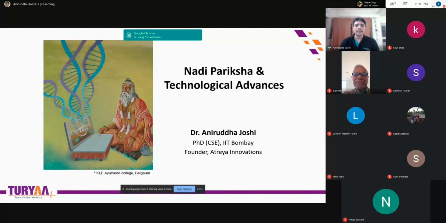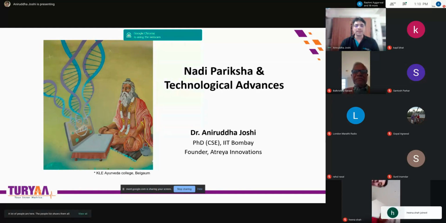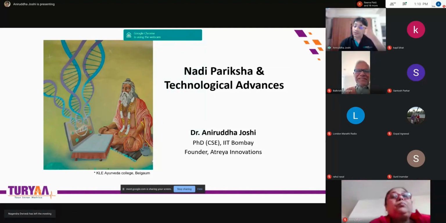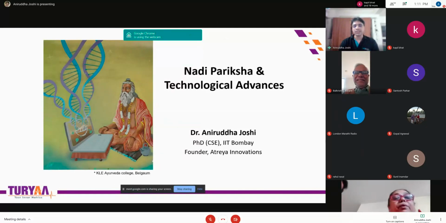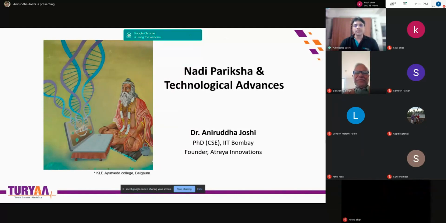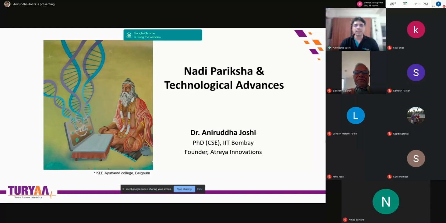So I'd like to start with this photo, which I have clicked myself in the KLE Ayurveda College of Belgaum, where this Rishi Muni is working on the computer and looking at the protein structures coming out of some Ayurveda formula. So I think that is the need of the time, that we combine the latest technologies with the ancient science, so that it reaches out to masses. It becomes simple, so that we can adopt it.